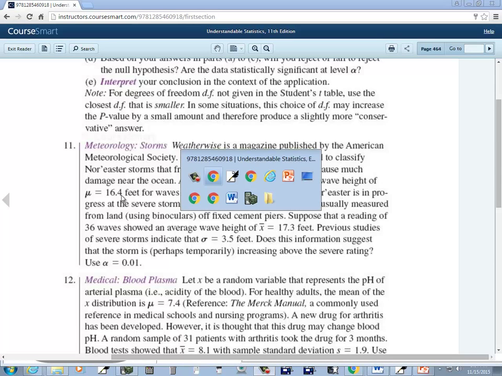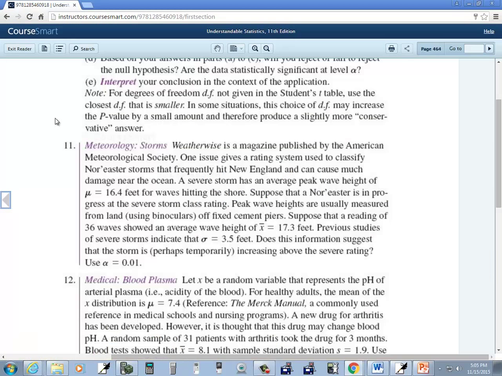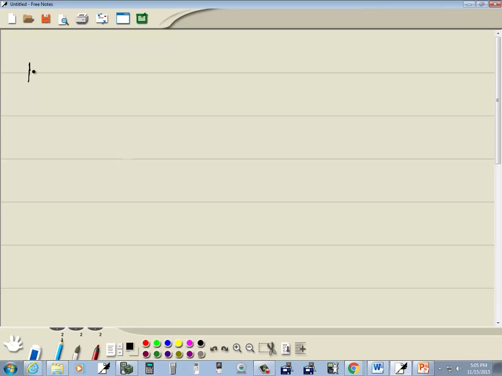Let's take a look at number 11. It says, Weatherwise is a magazine published by the American Meteorological Society. One issue gives a rating system used to classify nor'easter storms that frequently hit New England and can cause much damage. Severe storm has an average peak height of mu is equal to 16.4. That's probably the old mu, if I had to guess.